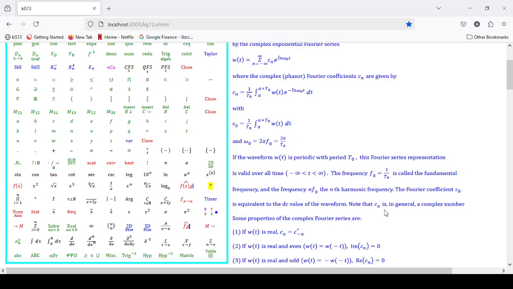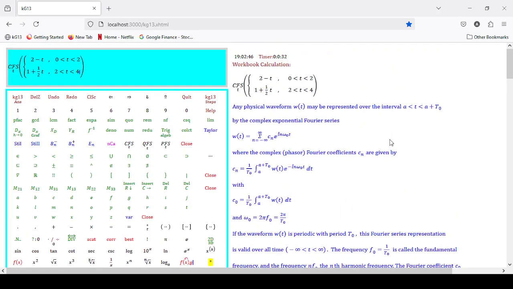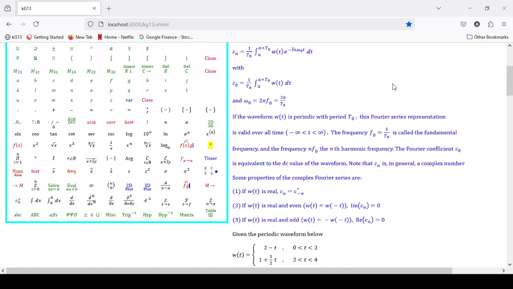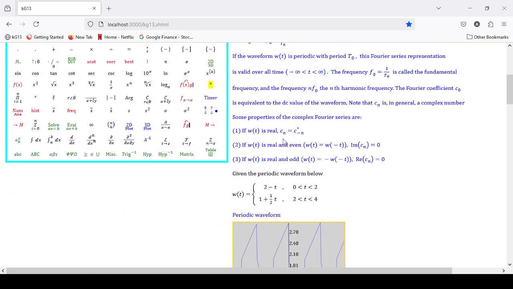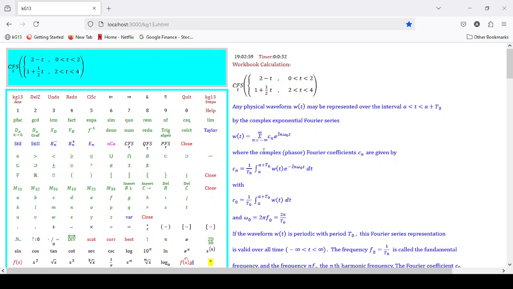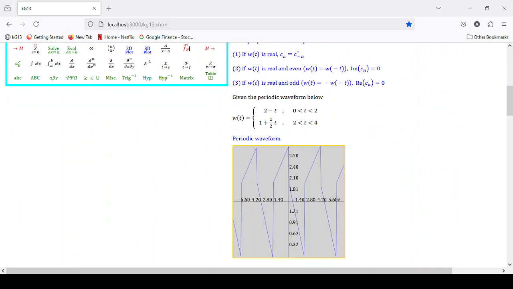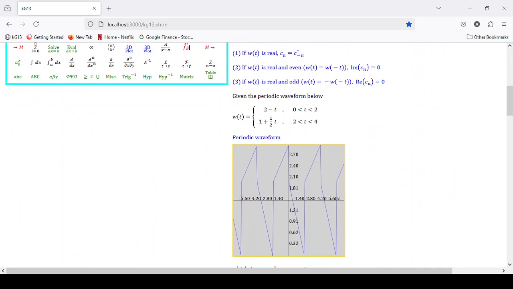And we know that Cn is in general a complex number. Some properties of the complex Fourier series are: if the waveform is real, like this w of t is a real waveform, then Cn is C minus n star. What this means, first note that n is an integer here in this Fourier series ranging from minus infinity to plus infinity, but it's an integer. So we have positive integers for n, we have negative integers for n.